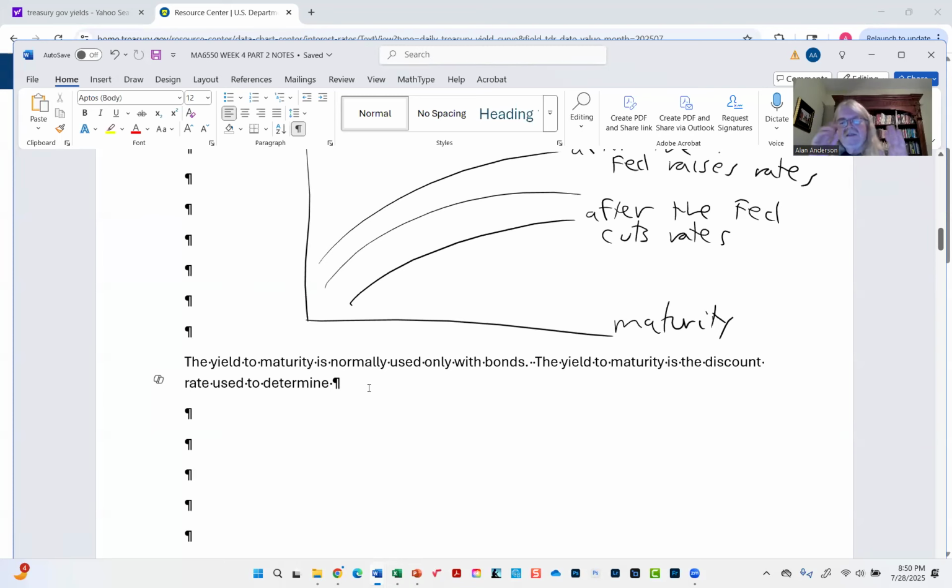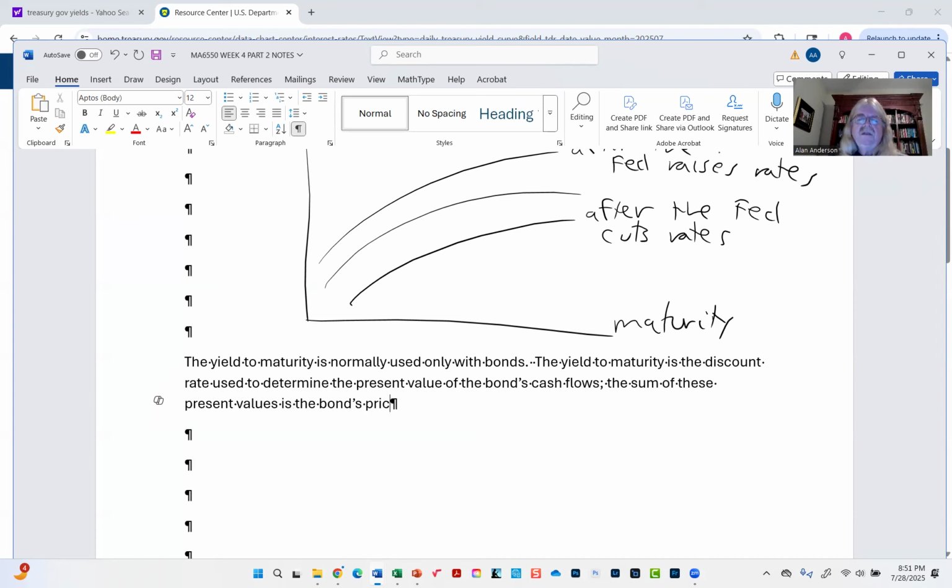All right. So now, since we have the present value of the cash flows, the sum of these present values is the bond price. That's how it's done. But for other applications, this is not a very good measure, because we'll see what issues it creates.